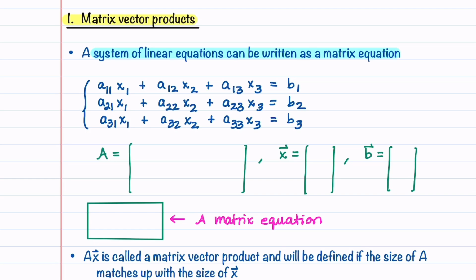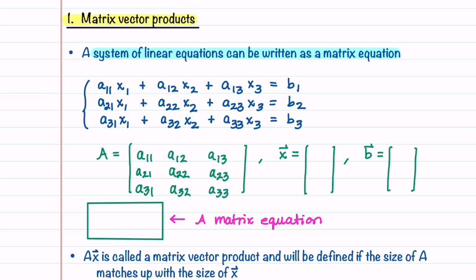To write this linear system of equations as a matrix equation, we'll put all the A's into matrix A. That's going to look like A11, A12, A13, A21, A22, A23, and then our last row, A31, A32, and A33.